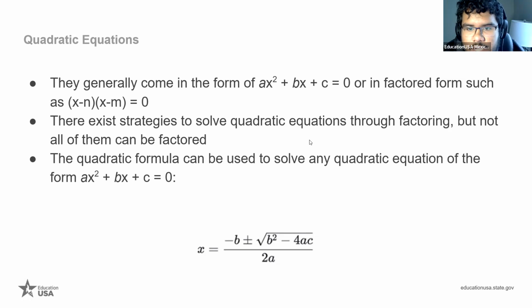But the thing is, not all quadratic equations can be factored. The quadratic formula, however, can be used to solve any quadratic equation of this form, provided that a is not 0, because then, like I said, it's no longer a quadratic equation. The formula presented here is negative b plus or minus the square root of b squared minus 4ac, all of which is divided by 2a. The plus or minus is used to indicate that there are actually two solutions for x. One is where you add negative b to the square root, and one where you do a subtraction instead. So there are those two solutions.